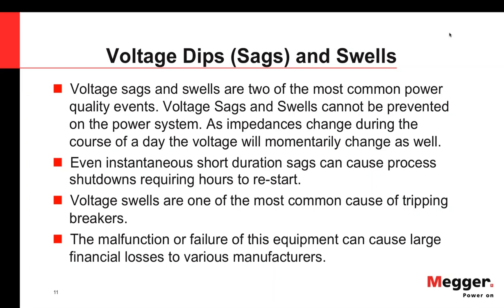Voltage swells are the most common cause of tripping breakers. And again, with solar tiles in there and you're seeing increased levels, you're going to be seeing more breakers trip and more equipment failure, tripping offline.